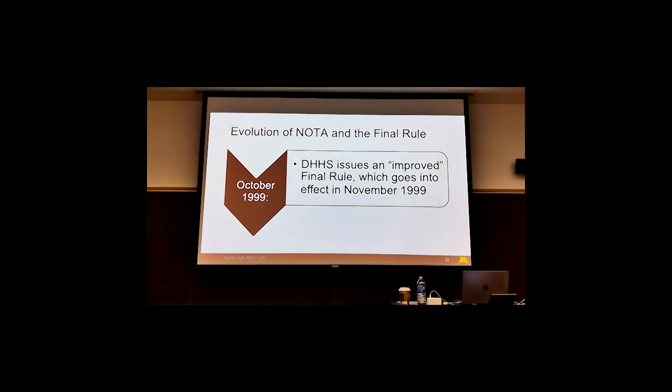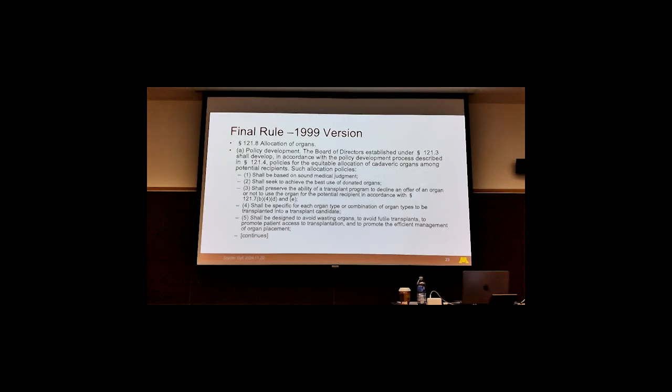So they issued an improved rule in 1999. Okay, improved. And this is the rule that still basically exists today. The board of directors established under paragraph 121.3 that organ allocation should be equitable, and follow these 5 criteria. Shall be based on sound medical judgment, seek to achieve the best use of donated organs, preserve the ability of a transplant center to decline. That one's fairly easy. Specific to each organ type, and designed to avoid wasting organs.